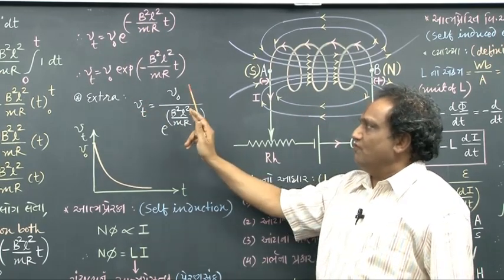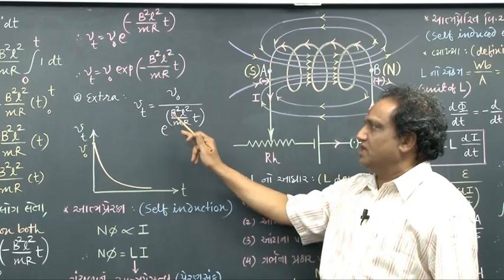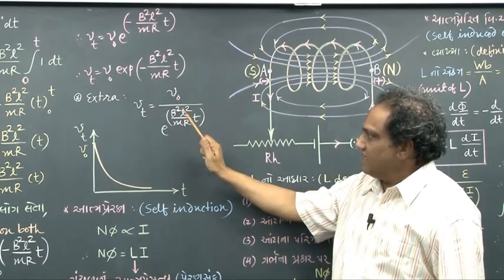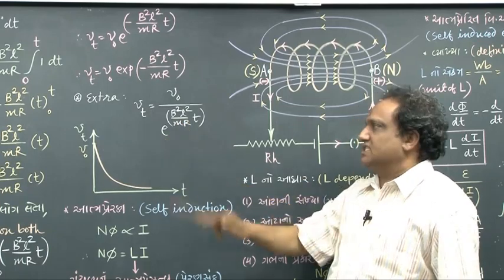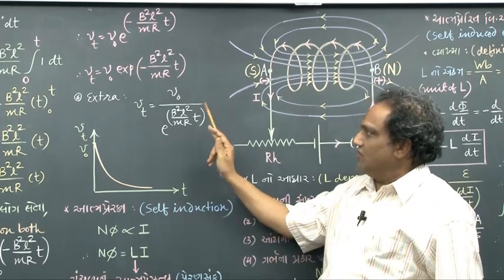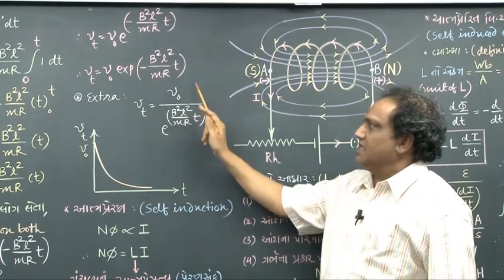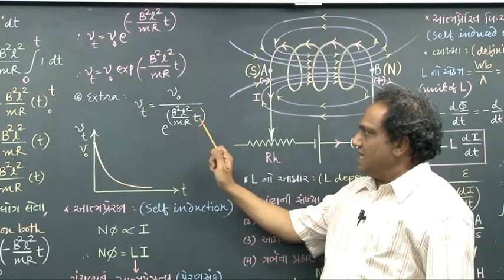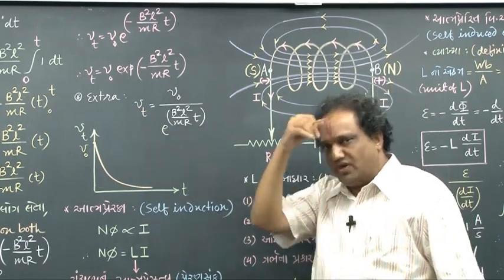Vt equals V0 upon e raised to B square L square upon Mr into T. All these factors are constants except time. When time continuously increases, this whole denominator will increase, this ratio will decrease, so velocity will go on decreasing. As time passes on, velocity goes on decreasing.